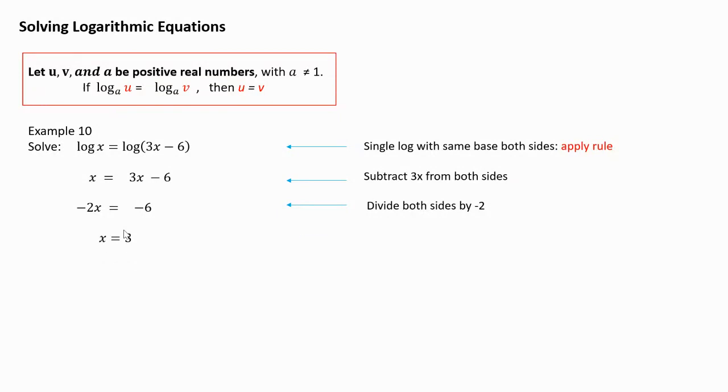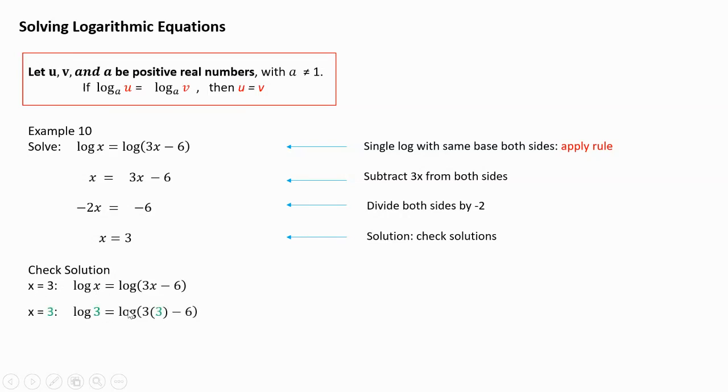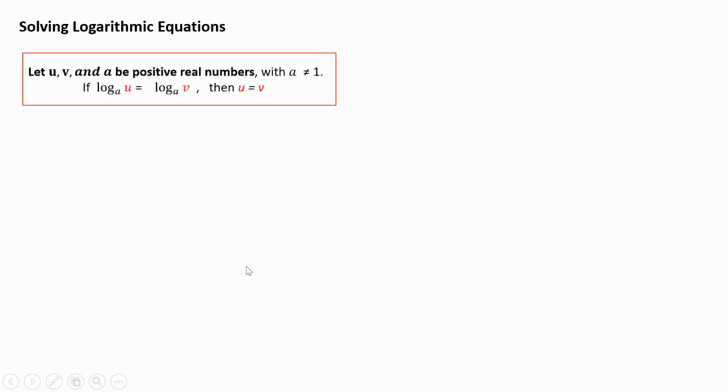Okay? So again, we can always check our work, the solution. So x equals 3, right? So we're going to plug in 3 for the x. 3 times 3 will give us 9. 9 minus 6 will give us 3. So I know these are equal. So 3 is a solution for this problem here. And again, it's the same rule as before. So let's do another example.